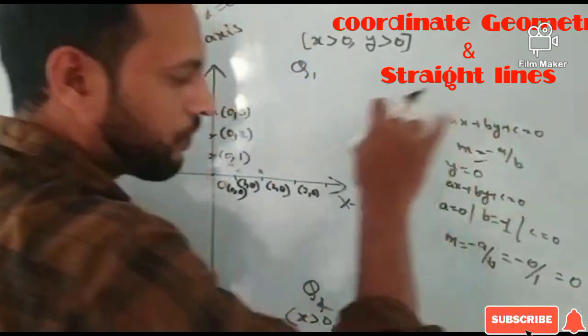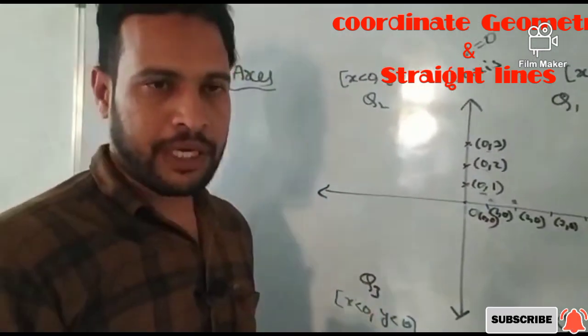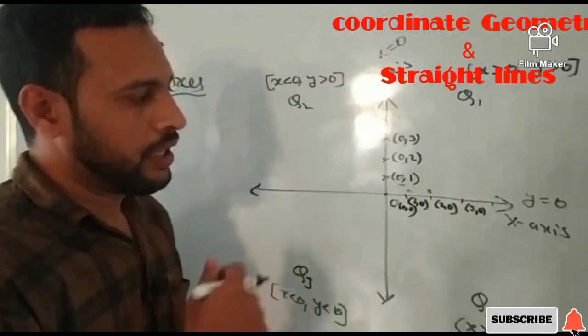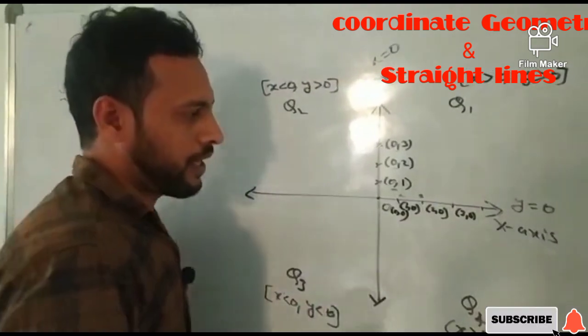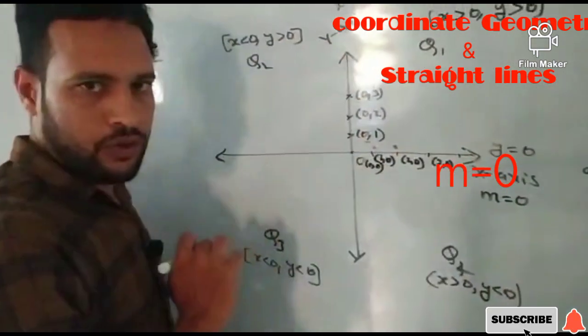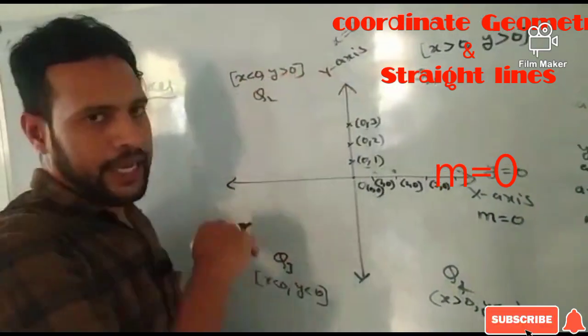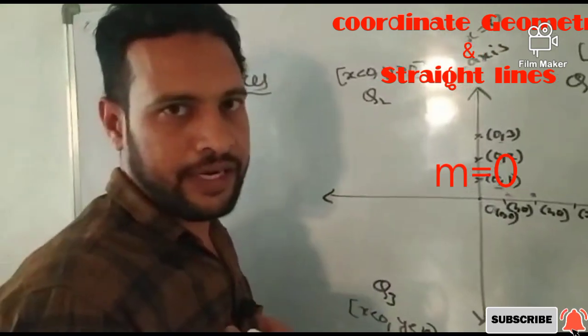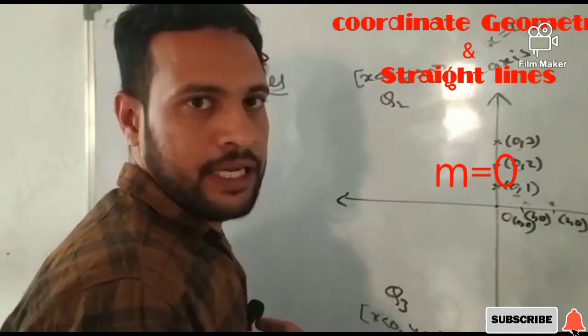Therefore the slope of the x-axis, by using any formula, that is the tan theta formula or the 2 points formula or the m is equal to minus a by b formula, you are getting the slope of the x-axis as m is equal to 0. The slope of the y-axis is undefined.